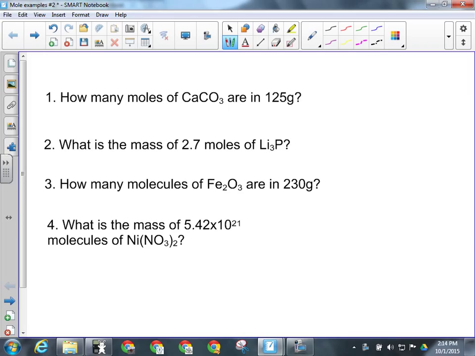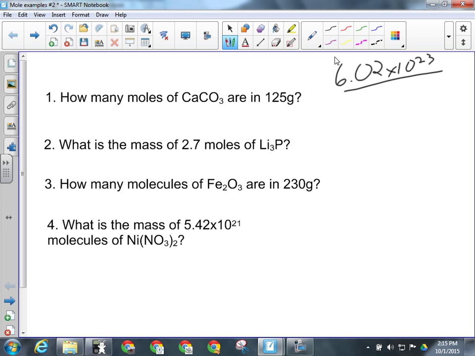Gage. 10 to the 23. Yeah, right, this one here. Okay, and this is Avogadro's number. It tells us the number of particles in 1 mole. If we're dealing with a compound, those particles are molecules. If we're dealing with an element, those particles are atoms. Everyone follow me there? Okay, so that's a couple of the things that we've got to remember.